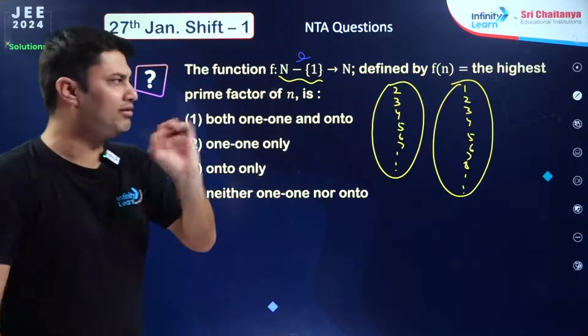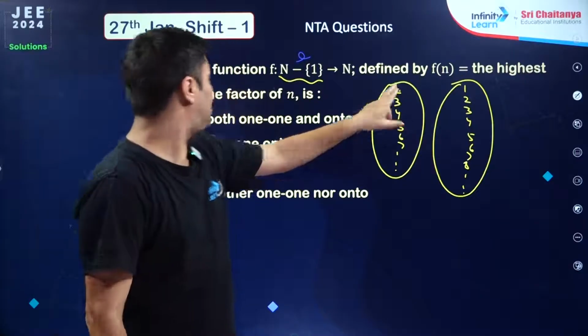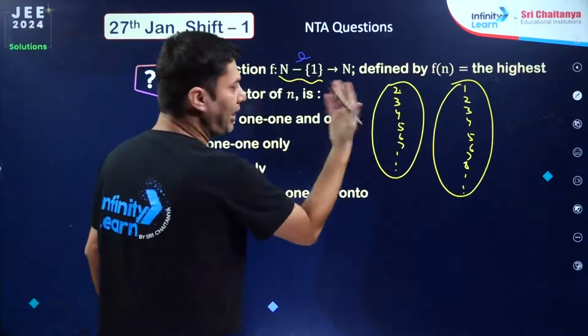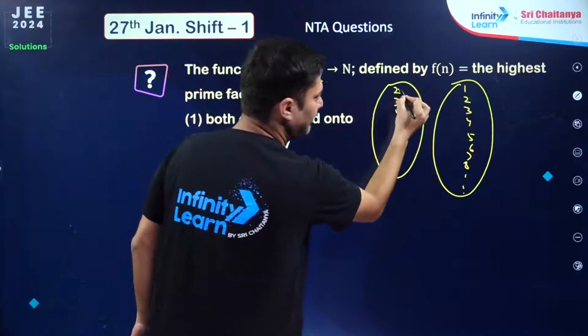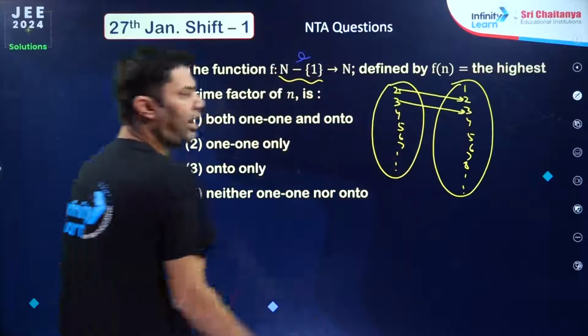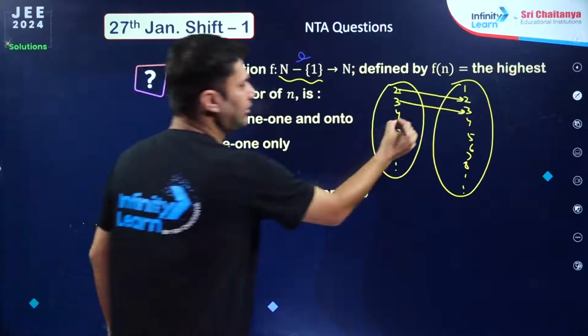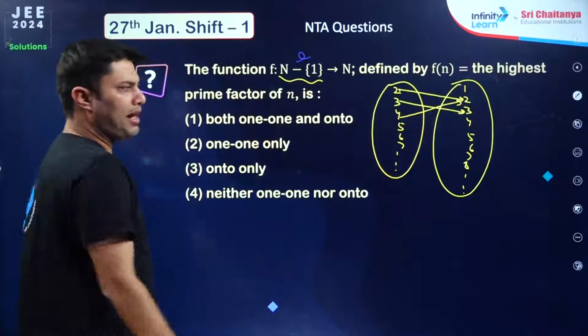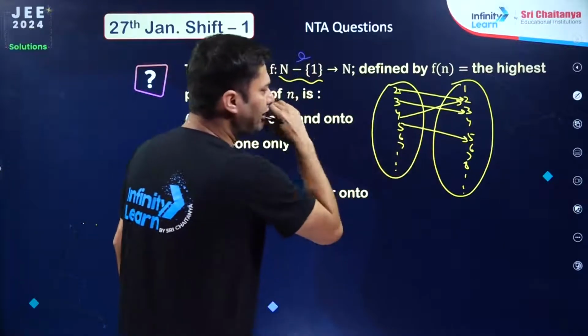This is your mapping. The function's domain starts from 2, natural numbers minus 1, to N, defined by f(n). Now f(n) means if you put 2, the highest prime factor of 2, since 1 is not prime, is 2 only. The highest prime factor of 3 is 3 only. The highest prime factor of 4 is 2 only. The highest prime factor of 5 is 5. The highest prime factor of 6 is 3.